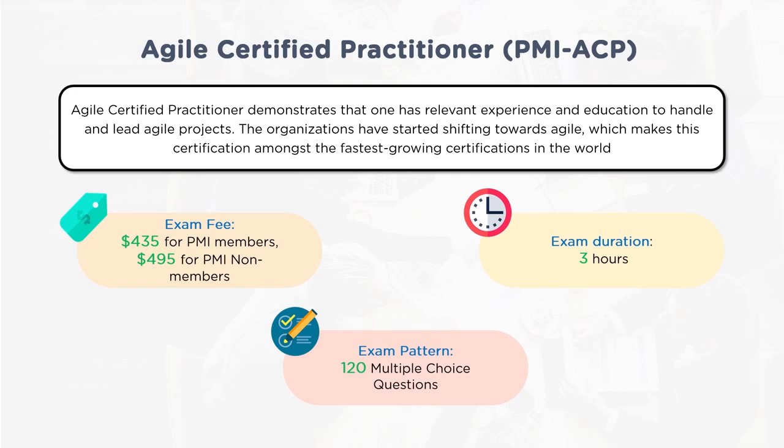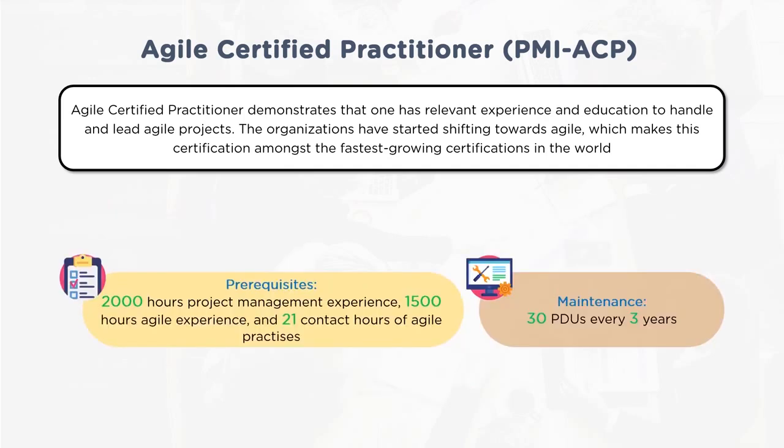Duration is 3 hours and multiple choice questions, 120 questions. Prerequisites are 2,000 hours of project management experience with 1,500 hours of agile experience and 21 contact hours of agile practices. So maintenance, 30 PDUs are required for every 3 years, and after paying the renewal fee, that can be renewed.